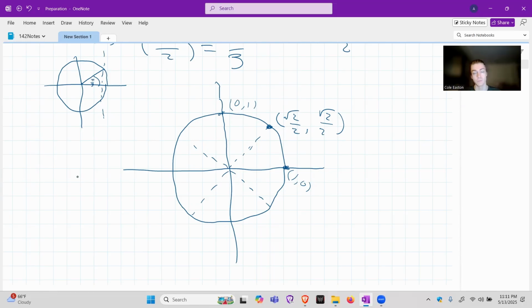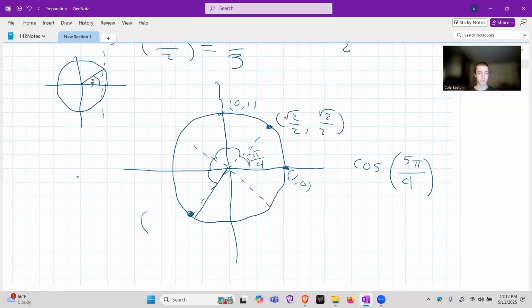Okay. So now what if I said something like, what is cosine of, let's see, of 5 pi over 4? So I'm saying, okay, so this right here is pi over 4. This is pi over 4. And we want 5 pi over 4. So we're going to count 5 of these. We're going to go 1, 2, 3, 4, 5. Okay, so I'm right here.